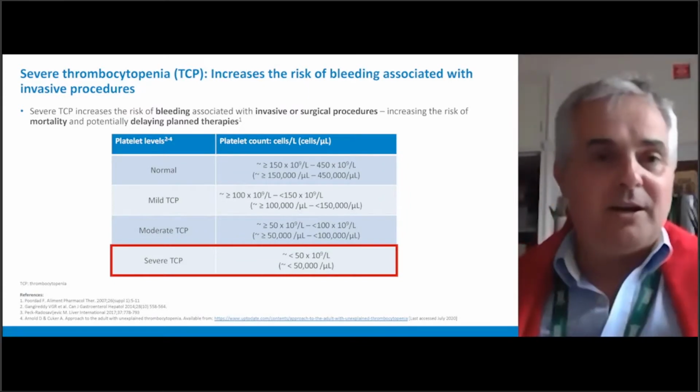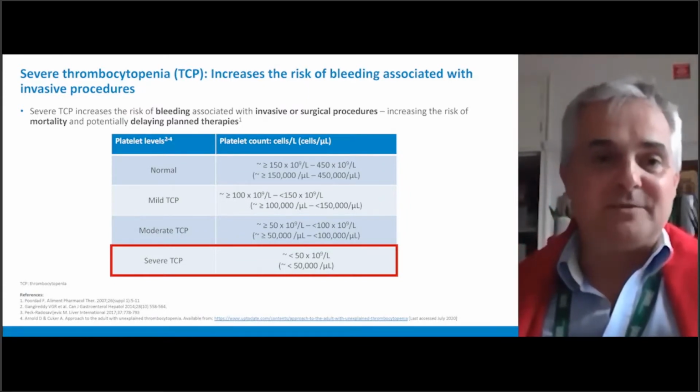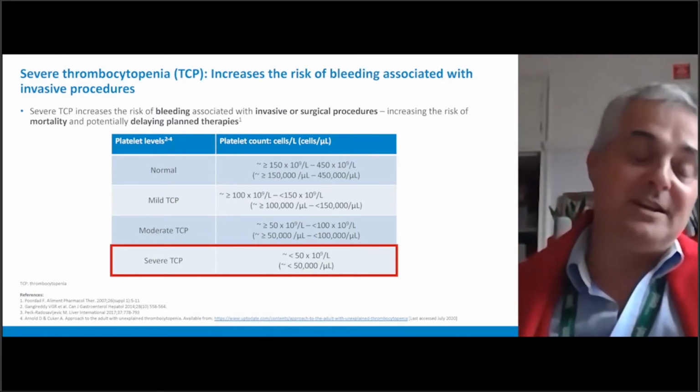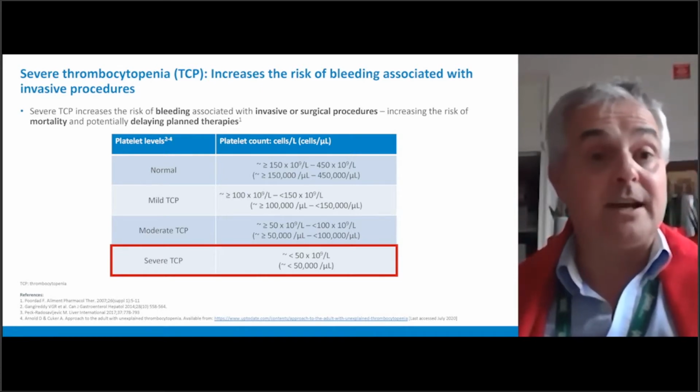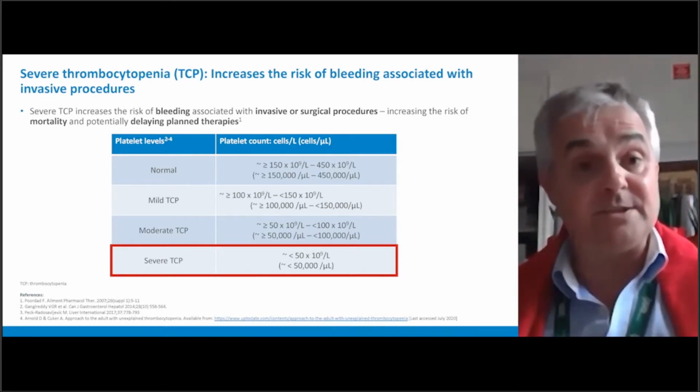Most people like to have definitions which are easy to remember. So severe thrombocytopenia is usually characterized as a platelet count of less than 50 times 10 to the 9 per mil. Platelet count isn't the only factor to take into account. And I think I must say that to start with.